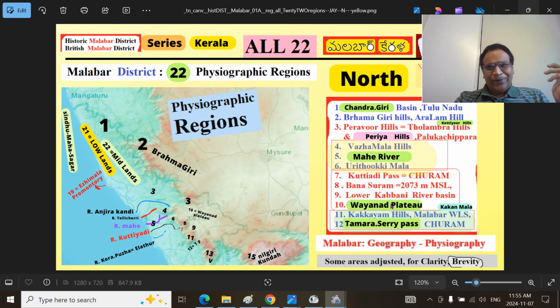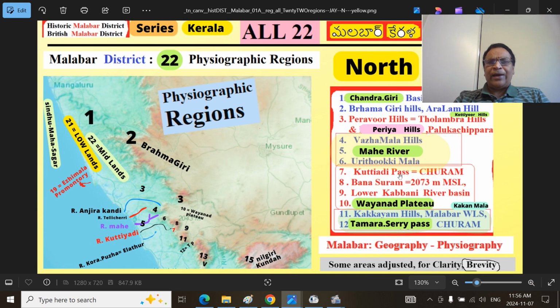Upland region enclosed or rimmed by the Sahyadri mountains. We also have the Kakkanmala mountains there. Then I have named certain mountains. They don't have a proper name, but I have given a name based upon the local landmarks like Kakayam Hills. Now it's a Malabar Wildlife Sanctuary and Kakkan Hills.